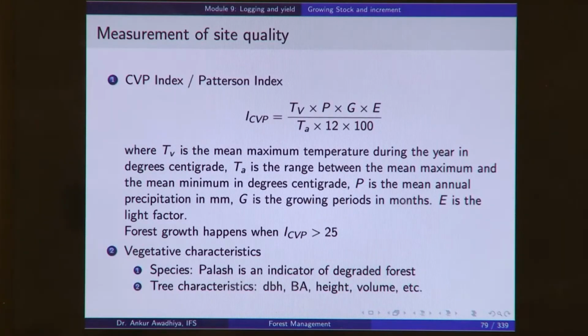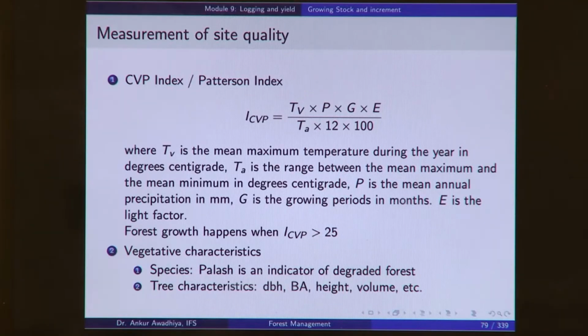Now the measurement of site quality is done through various methods. The first one is the CVP index or the Patterson index. This is the formula TV into P into G into E divided by TA into 12 into 1000, and forest growth happens only when I is greater than 25. The other option is that of looking at the vegetative characteristics.